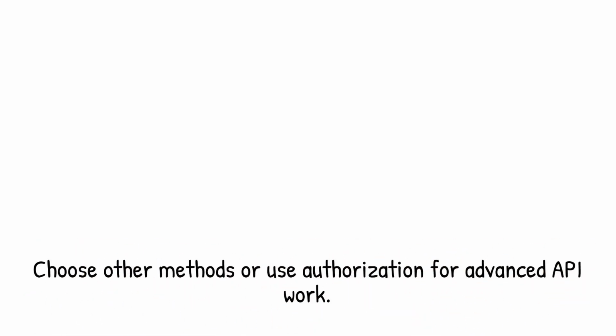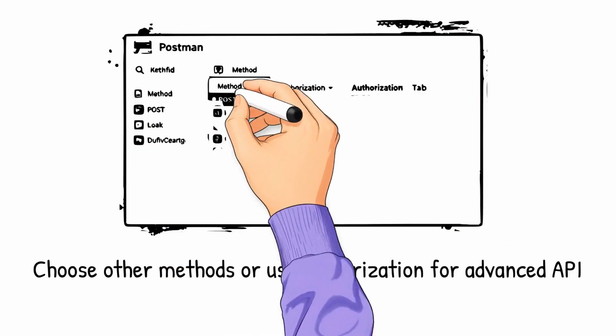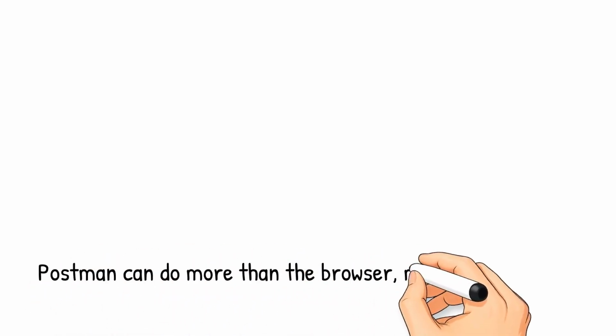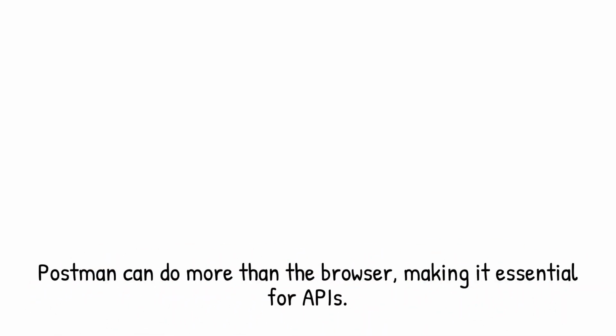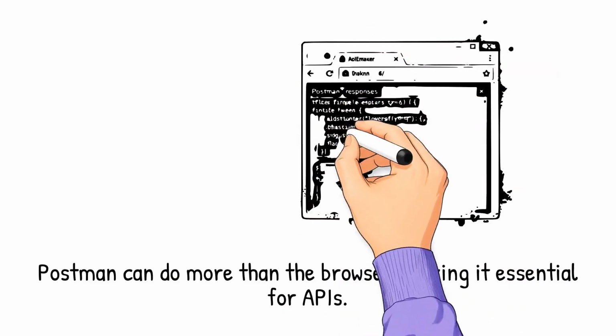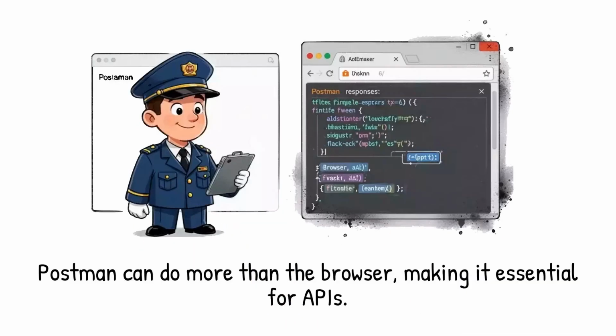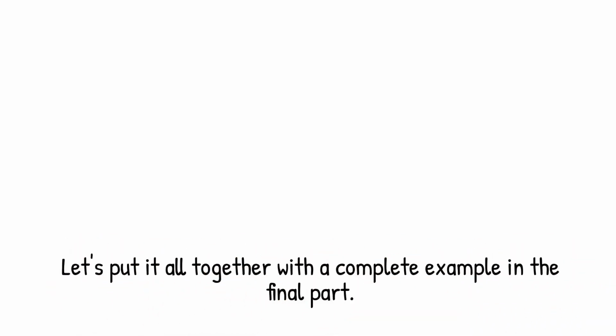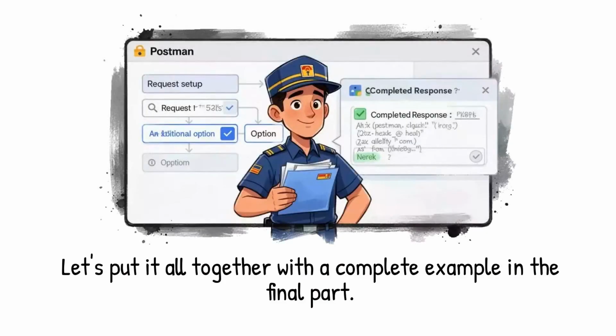And here's the real power. That method dropdown, you can switch it to post to create something, or add a token under the authorization tab, exactly like we discussed in episode 7, to call APIs that need a login. The browser could never do that. Postman can do all of it. So now you've got 2 tools, the browser for a fast, simple peek, and Postman for real, serious API work. In the final part, let's put it all together with one complete example, sending a request, adding an option, and reading the full response like a pro.